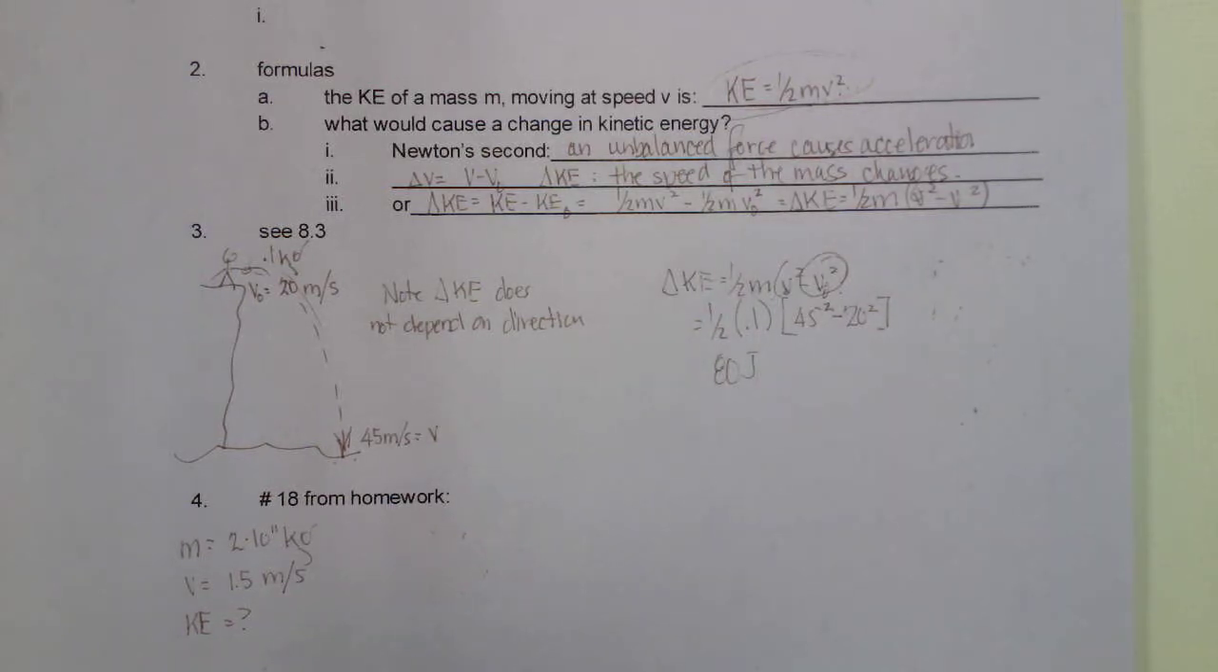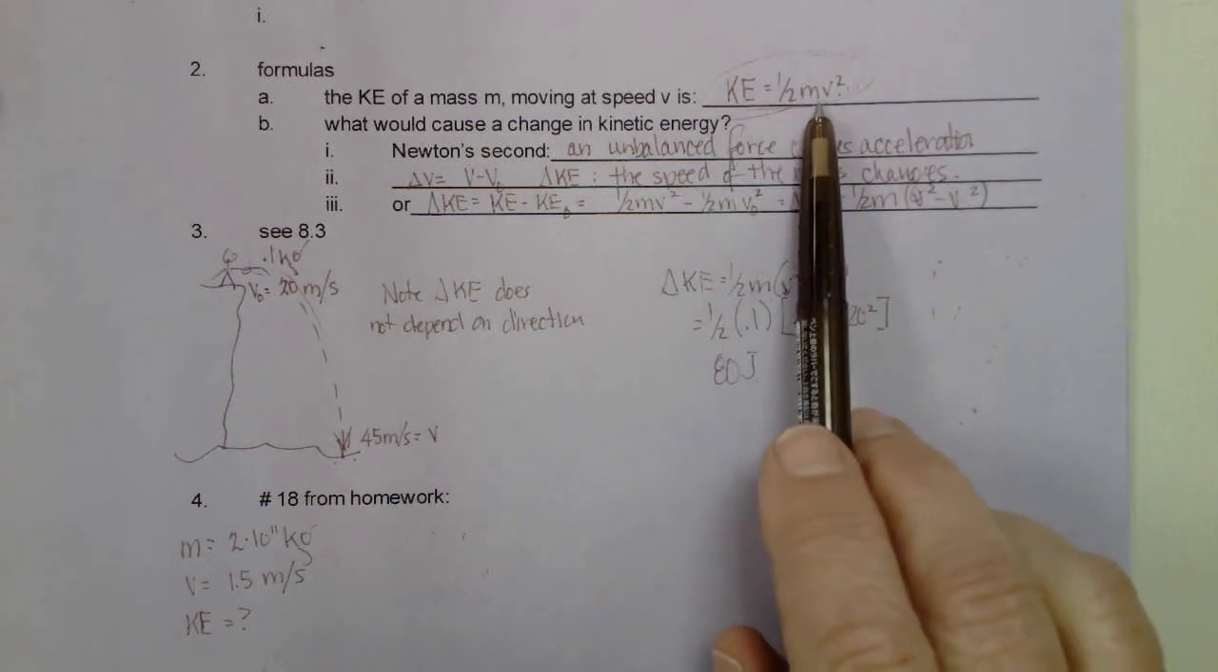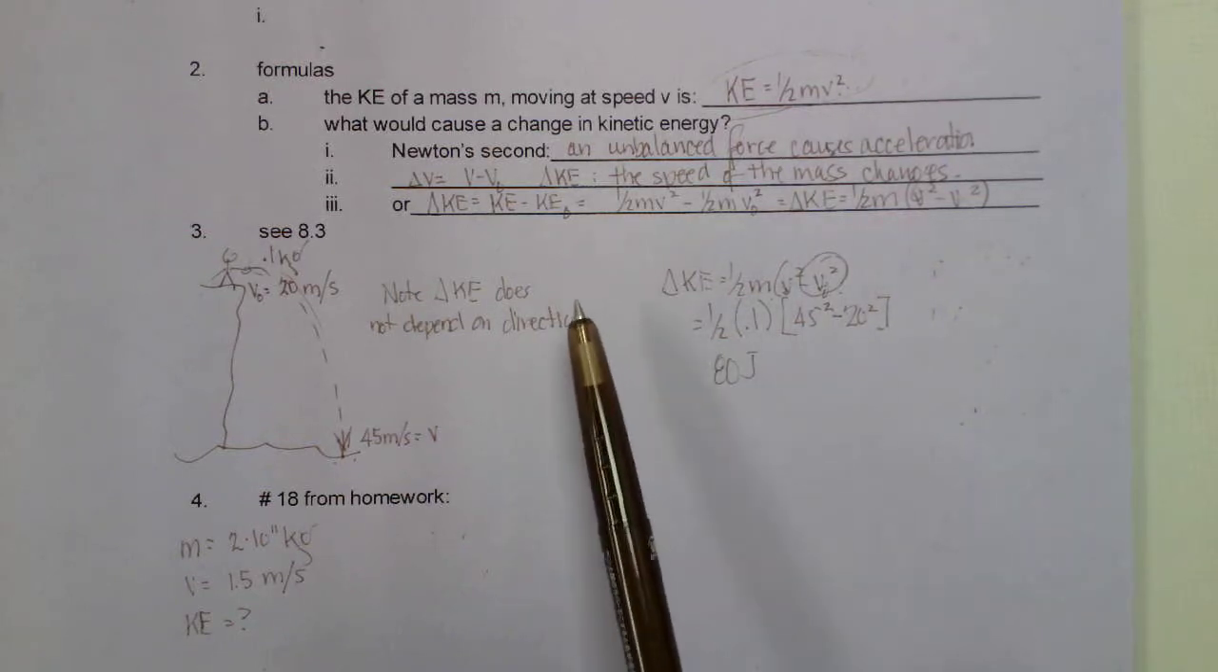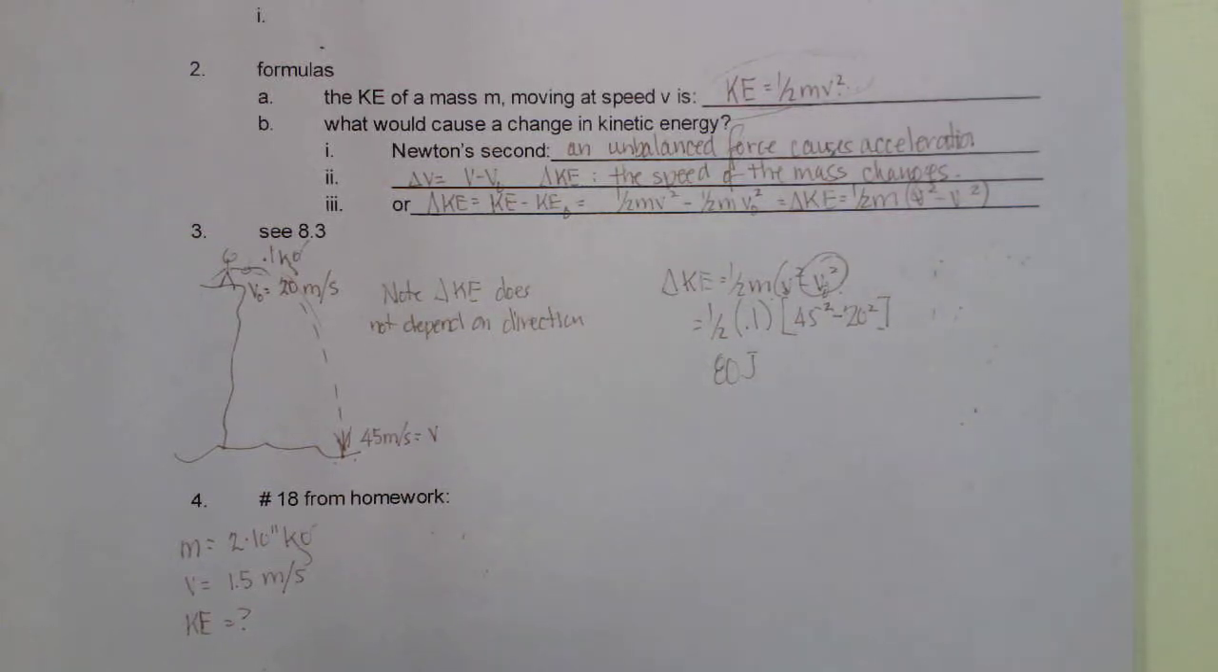All right, now let's talk about how we're actually going to use this equation. If I have kinetic energy, it's just a constant velocity. If I have a change in kinetic energy, then my velocity is changing. So for problem 8.3: a 0.1 kilogram stone is thrown from the edge of an ocean cliff with an initial speed of 20 meters per second. When it strikes the water below, it's traveling at 45 meters per second. What is the change in kinetic energy of this stone?